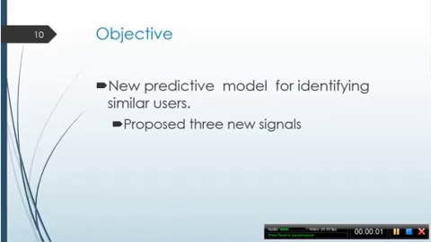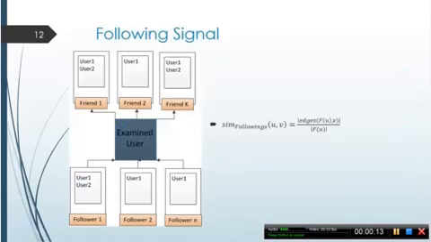Our objective is to design and evaluate a new predictive model that allows identifying similar users. In order to fulfill this goal, we proposed three new signals. The proposed methods. Following signal. The first characteristic that comes to mind when describing how two users are similar is by examining their following relationship and common users between them.